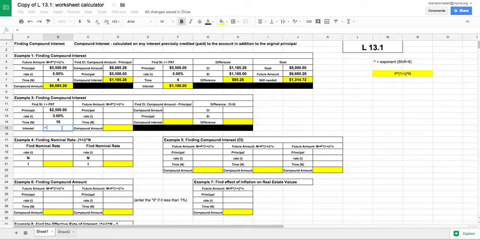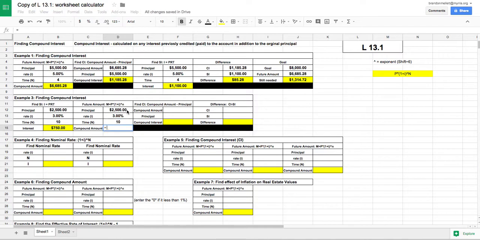So now we're ready to find our simple interest. Principal times rate times time. We get 7,500. Now let's do this using our compound formula. So 2,500, 3% rate, and 10.